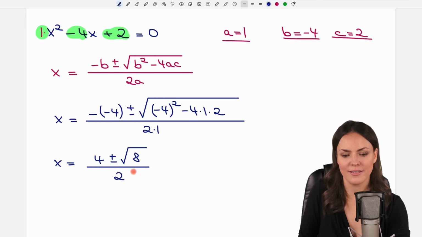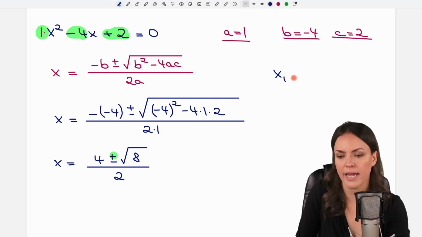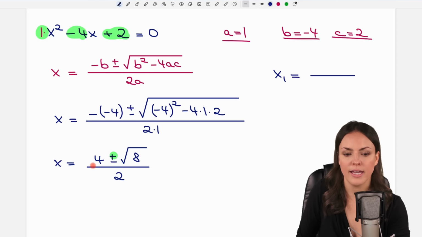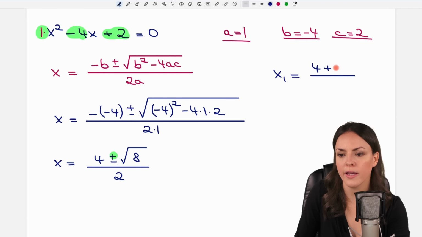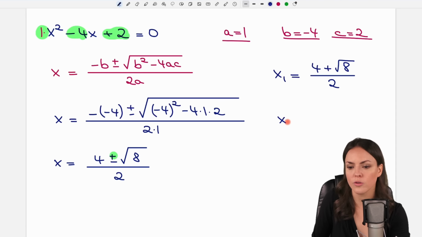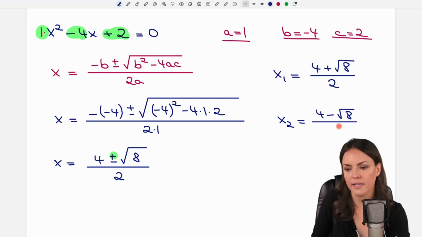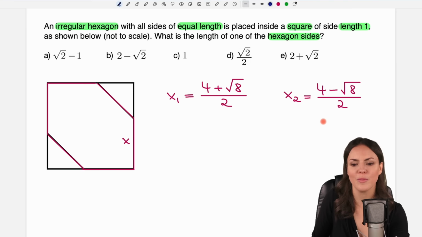This is our result. We get 2 results. Our first result, I call it x1, is if we take 4 plus the square root of 8 and divide it by 2. And our second solution, I call it x2, is if we take the minus, so 4 minus the square root of 8, and we divide it by 2. We found 2 solutions. Let's go back to the beginning.